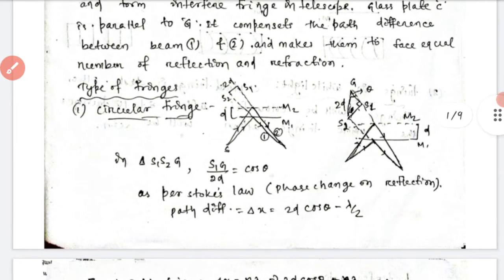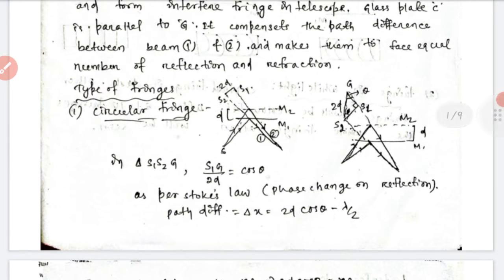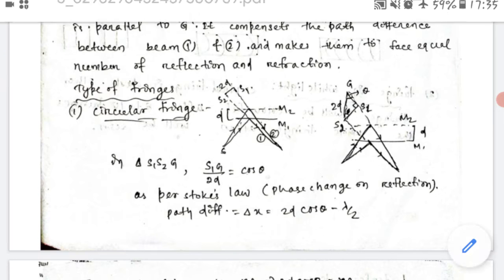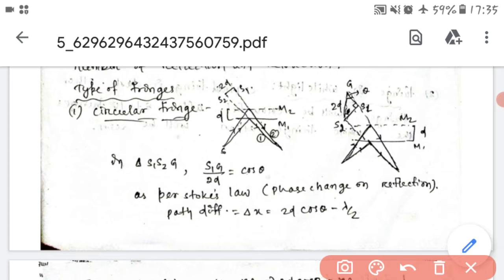See about circular fringes. If the distance between mirror 1 and mirror 2 is d, then from source S, light falls on mirror 1 and mirror 2, that is S1 and S2, and they come back and interfere and form an interference pattern.